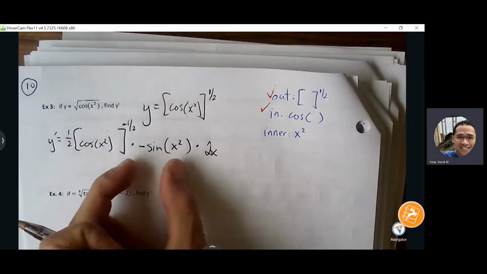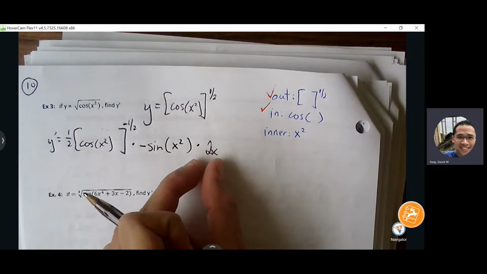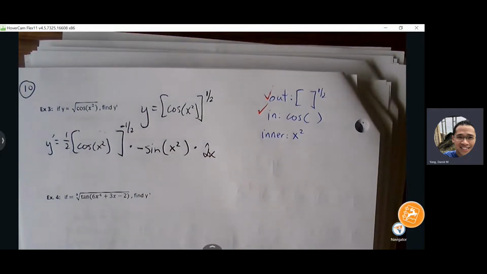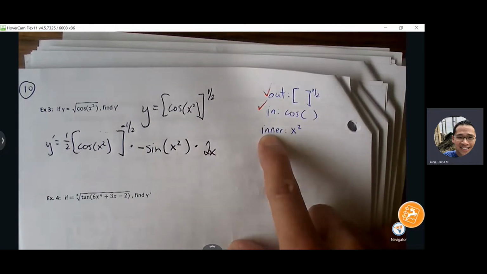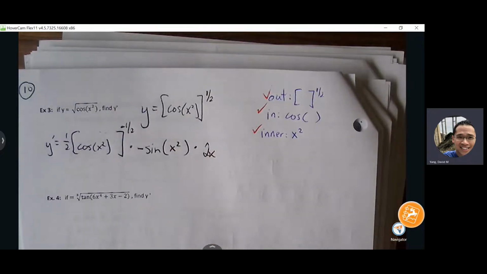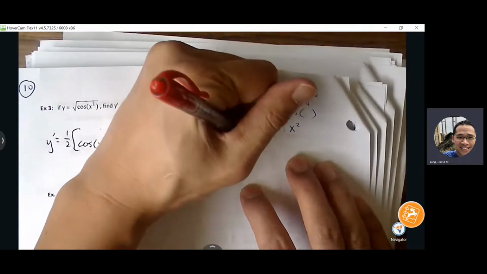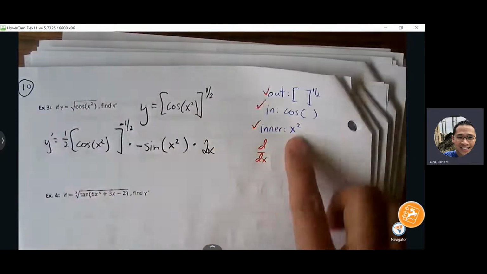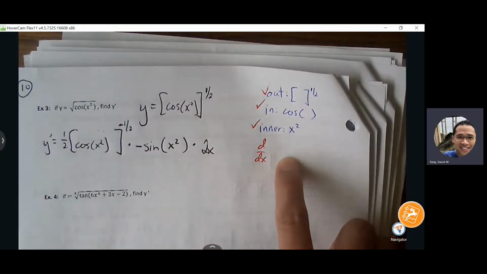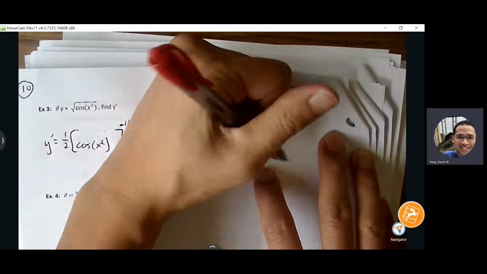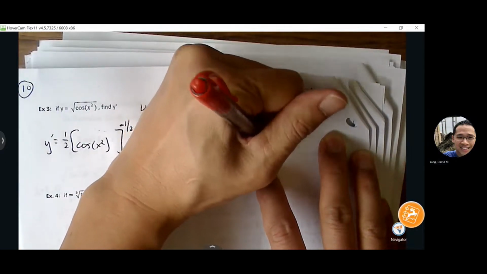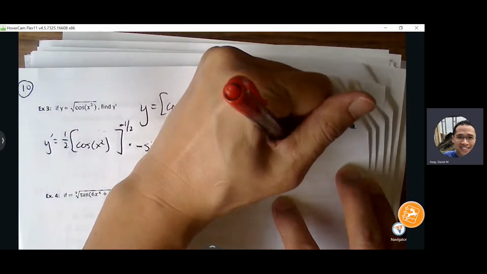Outside derivative, inside derivative, innermost portions derivative. Now, I do want to point something out here. I like to do it in this form to make sure that we see the different layers. But at the same time, if you think of this layer as within the derivative rule for cosine, then you don't have to do that. So what I mean is this.